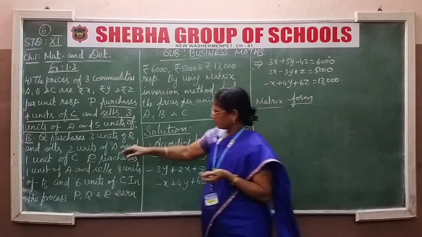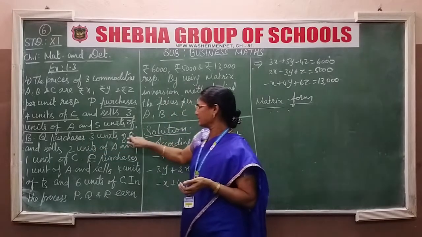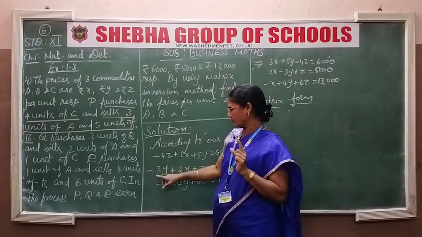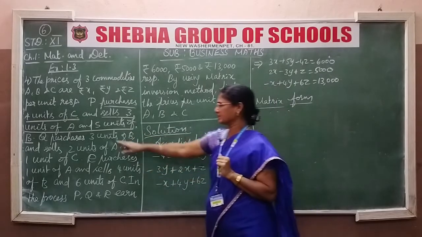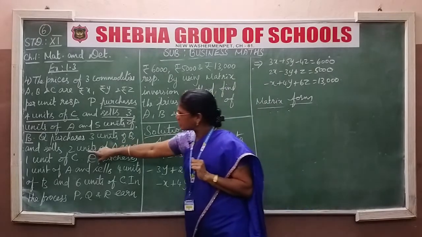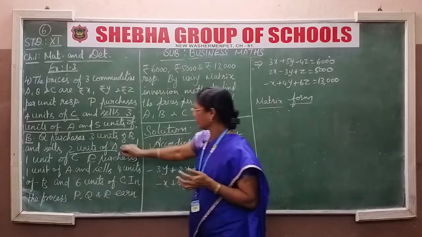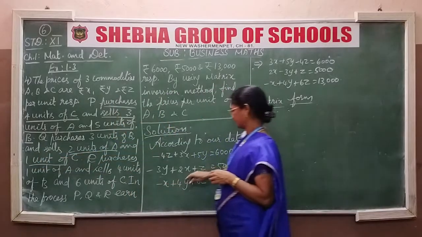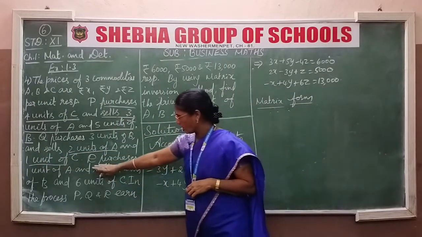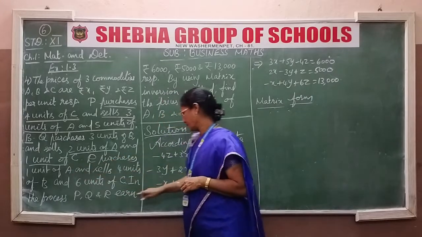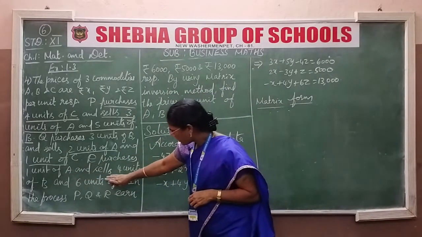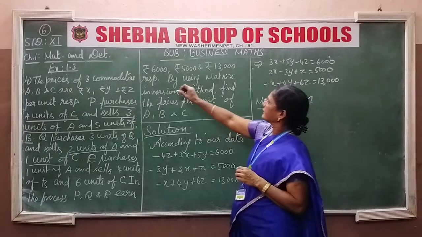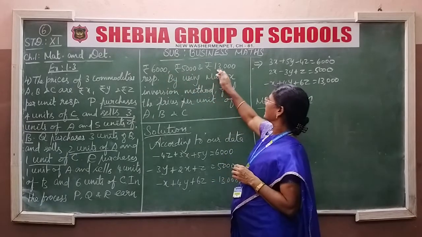Next one is Q. Q purchases 3 units of B. Since they purchase B, we write y with minus, minus 3y, because it is 3 units of B. Next, sells 2 units of A. 2 units of A means plus 2x, and 1 unit of C means 1 into z, which is equal to, just keep it like that. Next, R purchases 1 unit of A, minus x, and sells 4 units of B, 4y, and 6 units of C means 6z. And we earn money 6,000, 5,000 and 13,000.